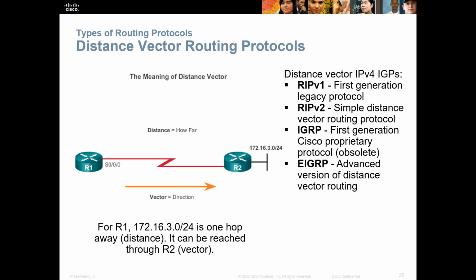So distance vector, and again, this one deals mainly with distance. So the distance is going to be how far. These are going to be our RIP and our EIGRP.